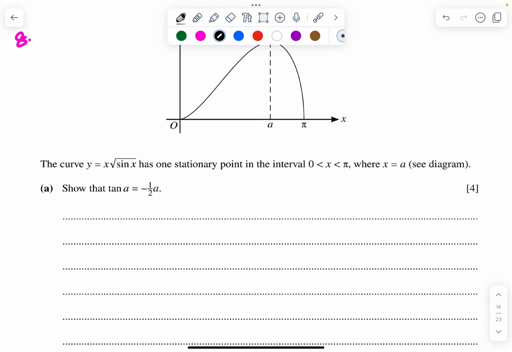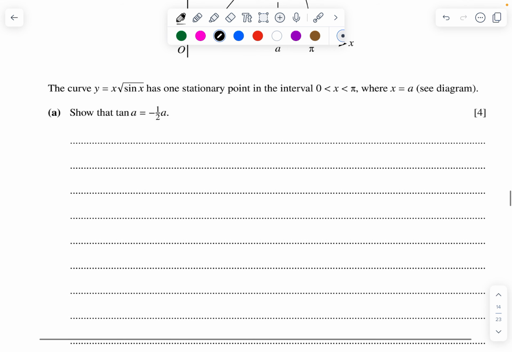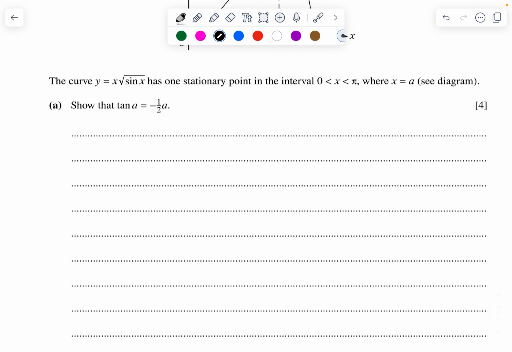Question number 8. The curve y equals x square root of sin x has a stationary point. Show that tan a equals negative half a. So y equals x square root of sin x.